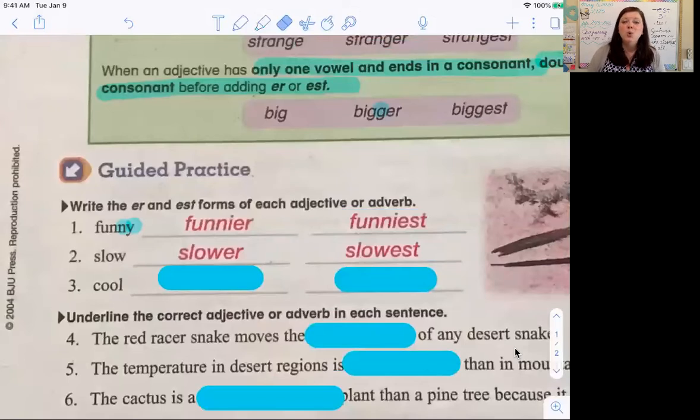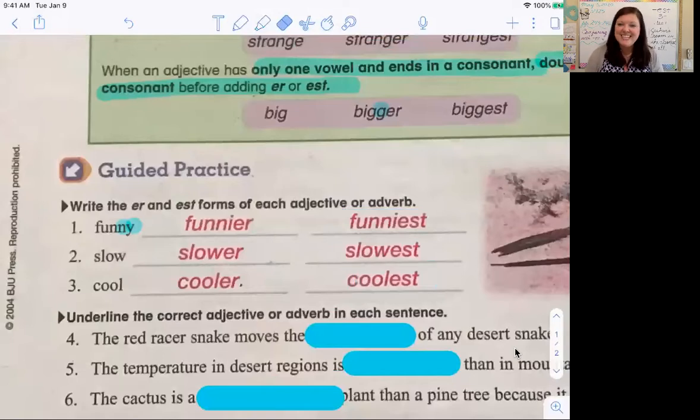Number 3, cool. It's a cool day. It's cooler today than it was yesterday. Just add ER. This is the coolest day of the whole year. Add EST to the end.